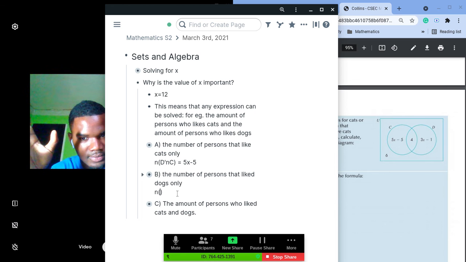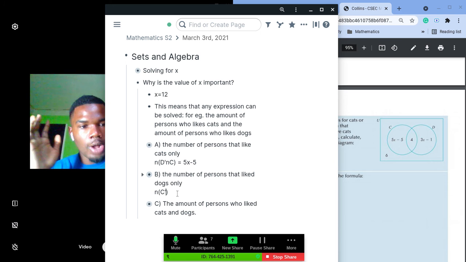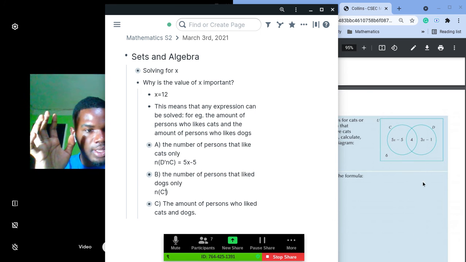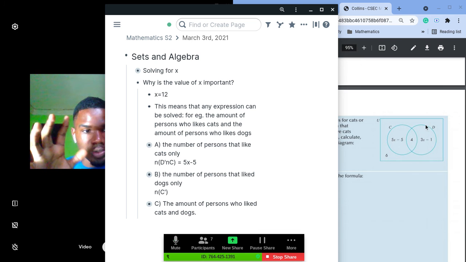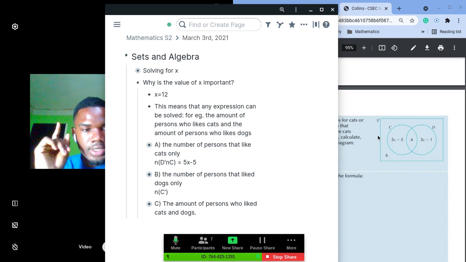C. People like cats. Right. So you're going to say everything that isn't C, hence C's complement. So look at this for me now. C's complement is everything that isn't inside C, which includes your choice of dogs only. But here's the trick question. 6 is also included. And remember we said 6 is persons who doesn't like dogs, who doesn't like cats.